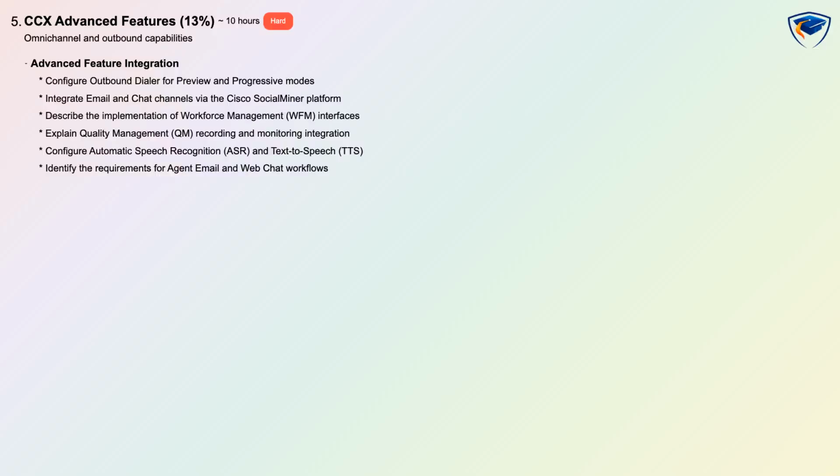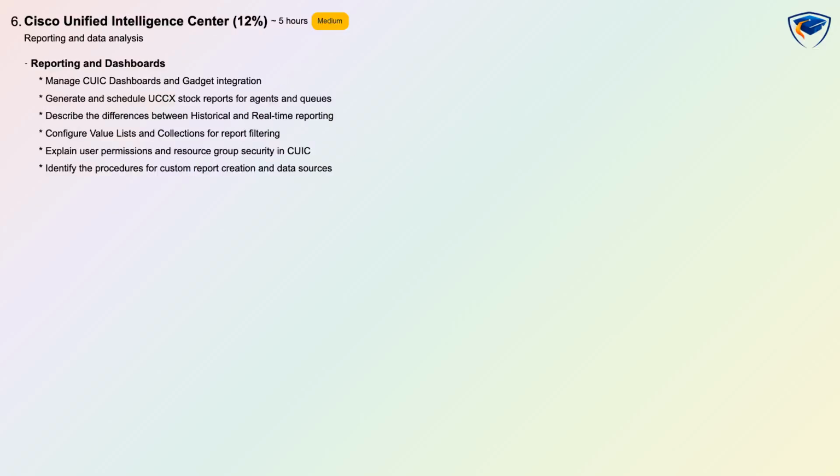You will also work with ASR and TTS configuration, recording and monitoring integration, and define requirements for agent email and web chat workflows. Cisco Unified Intelligence Center accounts for 12%, is medium difficulty and suggests around 5 hours of study focused on reporting and data analysis.